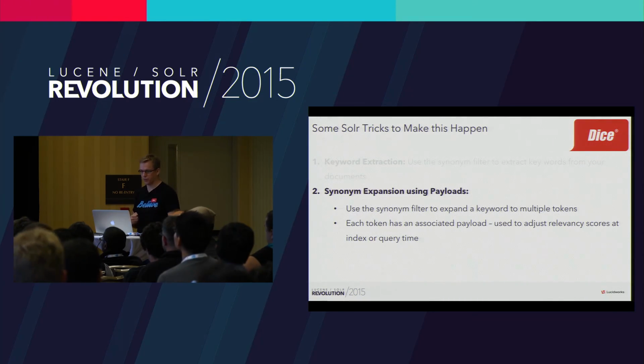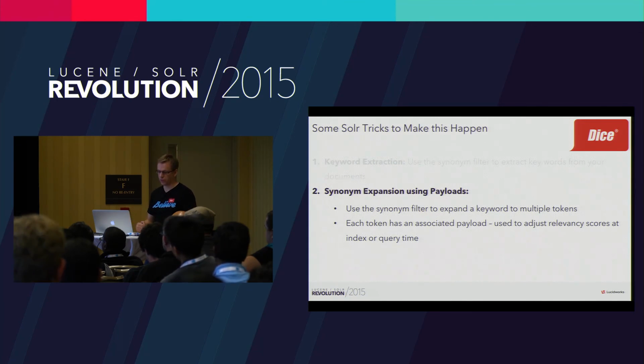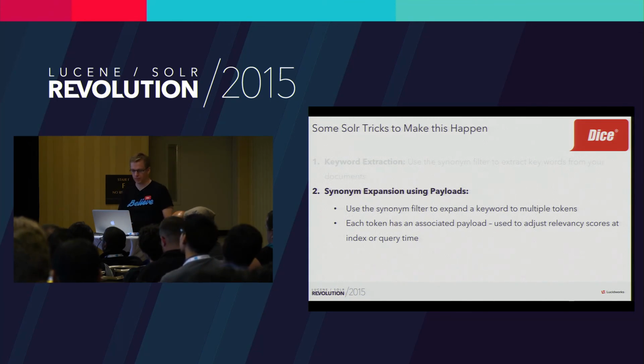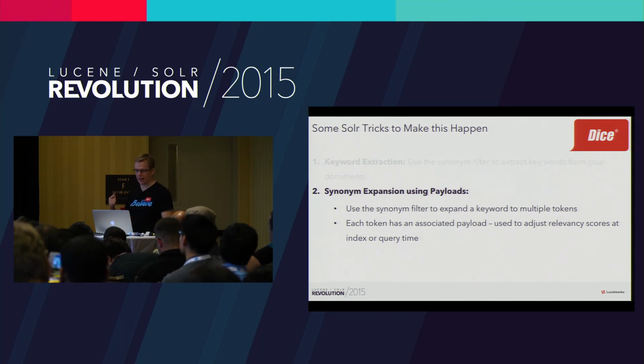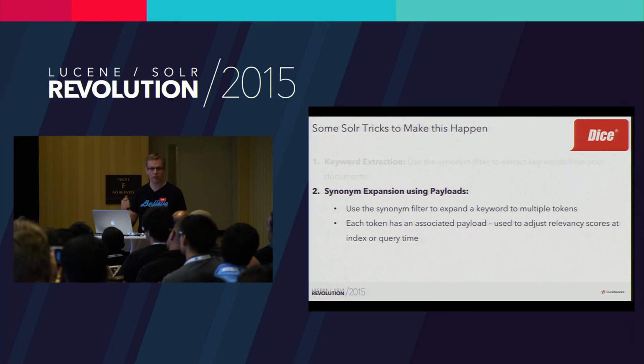The second trick to make conceptual search happen in Solr is to make use of payloads. Payloads are a very useful functionality in Solr. I think it's often very much overlooked. What they allow you to do is to tag each term in your document with a value. In this case, that can be a real number.